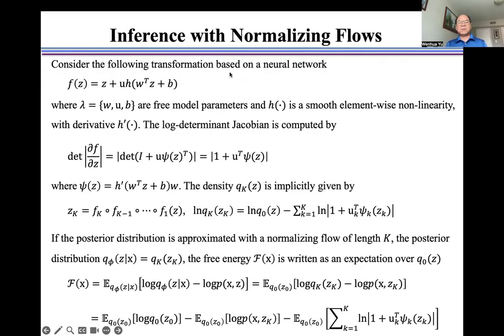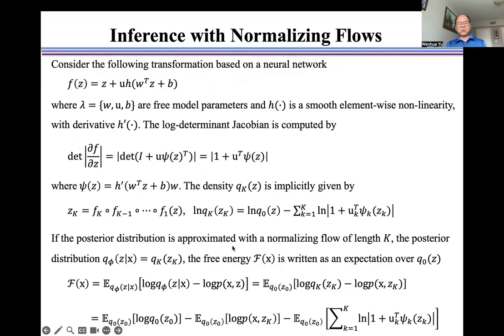Consider the following transformation based on a neural network as shown here, where lambda are free model parameters and h is a smooth element-wise nonlinearity with a derivative h prime. The log determinant Jacobian is computed using this equation, where psi is calculated from the derivative of h times w. The density q_K is implicitly given by this formulation.